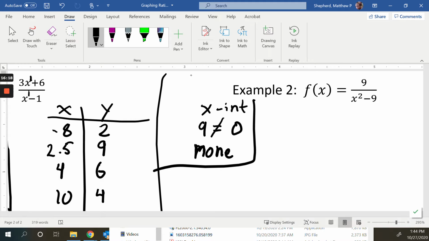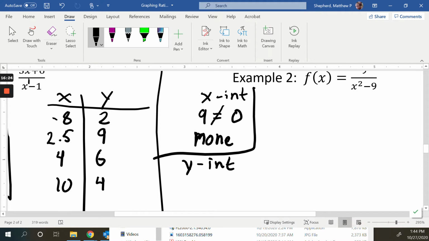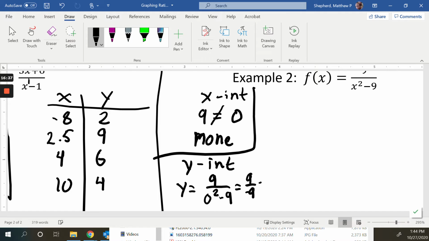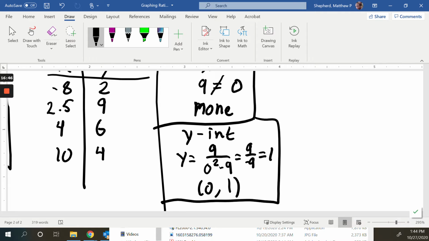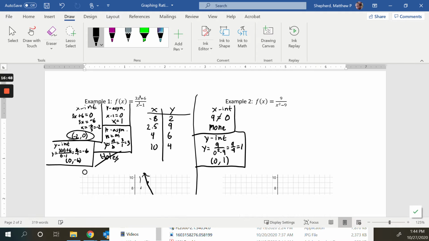After that, let's go ahead and find the y-intercept. The y-intercept is where we're just going to change all of our x's to a 0 to find that point. So when we have 9 over 0 squared minus 9, that gives 9 over negative 9, which is a 1. So when the x's are zeros, the y is 1. And we have the y-intercept.